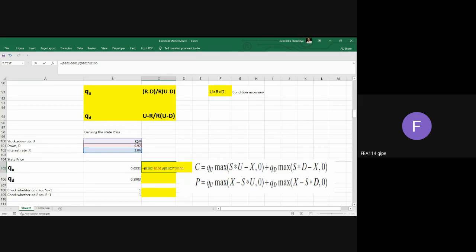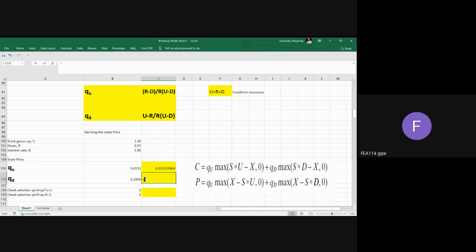U minus D. One more bracket is required. Yes, okay. So as you can see, the value of QU I got is exactly what should be the value on the left. So the textbook value and our value match.